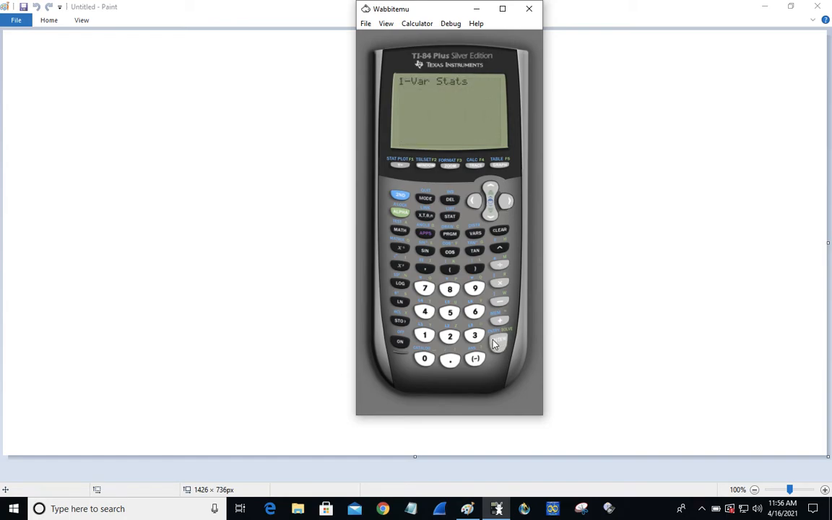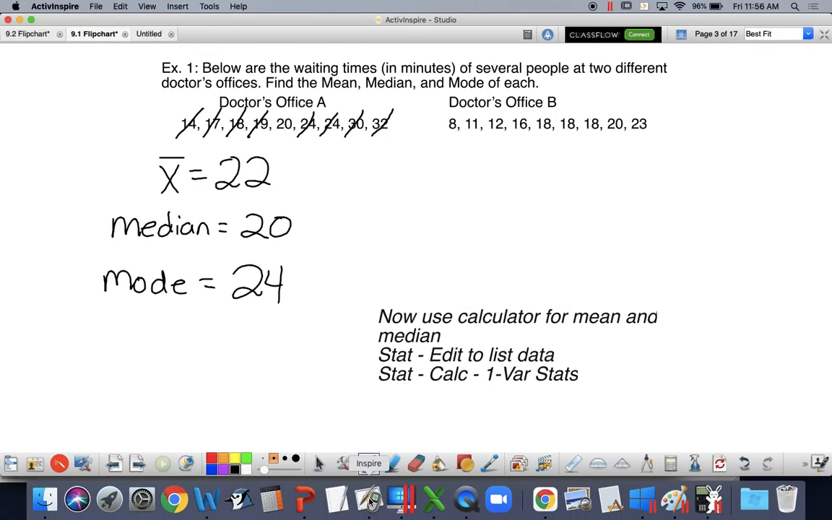So that was stat, calc, one variable stats, and hit enter. And so right away, we're going to see right on top what our mean is. So our mean is 16. If I scroll down a little bit, I'm also going to see all this extra information. Q1, Q3, this is kind of nice that your calculator is doing all this for you. You'll see how we're going to use it later. My median is 18. So we are definitely going to use our calculator a bit more as we get into the more advanced things.